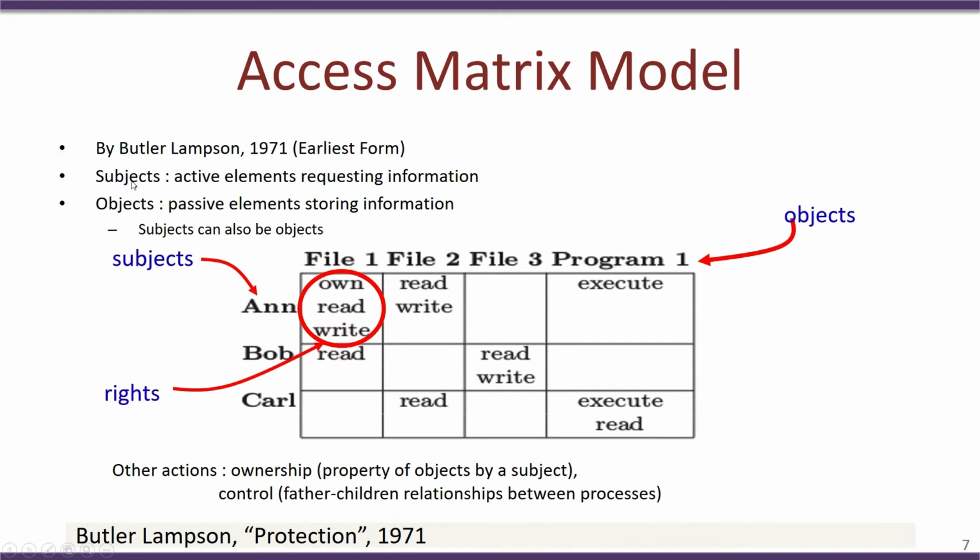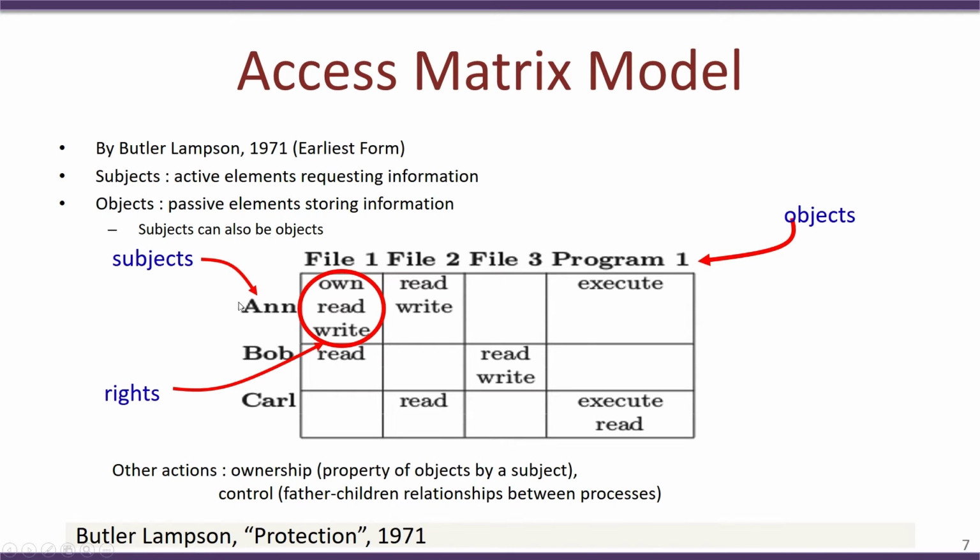At the same time, a subject can be a process, and you could have access control mechanisms for that particular process to determine what files that process can access, what other programs that file can execute, and so on. So the entire access matrix model is represented as a matrix like this.